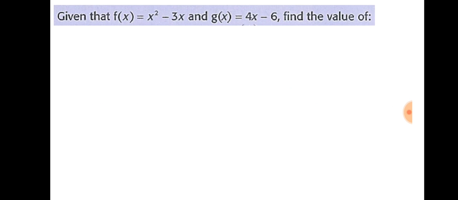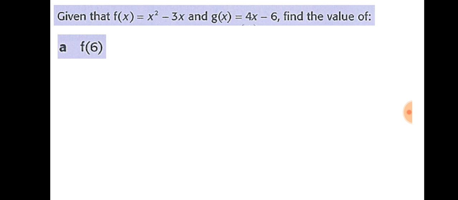Functions. A function is that one which relates an input to an output. Let's look at an example. Given that f of x is equal to x square minus 3x and g of x is equal to 4x minus 6, find the value of f of 6. That is, we need to substitute x as 6 in function f of x.